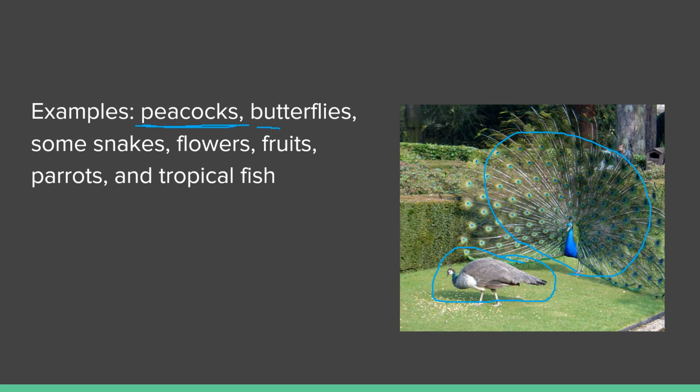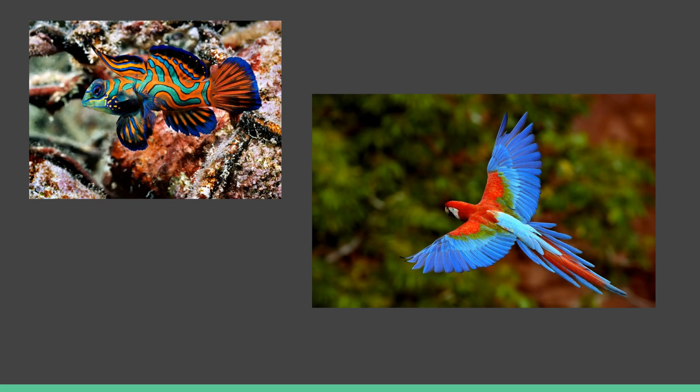Butterflies also have attention generating displays. They have bright colors and distinctive patterns. We talked about flowers. There are some snakes that have bright colors and distinctive patterns. Parrots, especially lots of different tropical birds, and then also tropical fish. Okay, what you're seeing here, obviously, the bright colors of this tropical fish here, and then the parrot here.